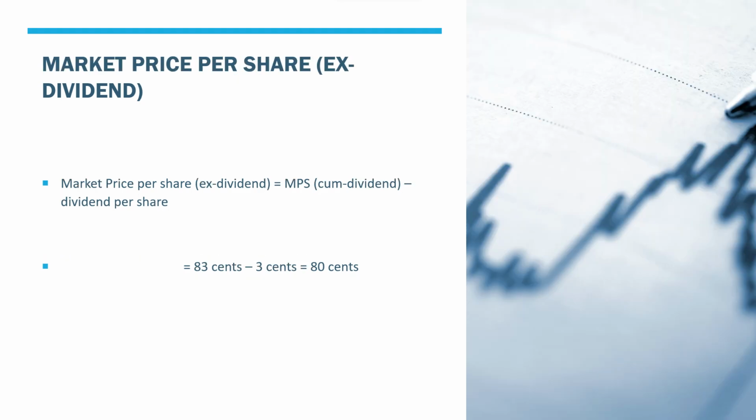Now we can calculate the market price per share ex dividend or excluding the dividend. Since in the question the market price cumulative of dividend is 83 cents, therefore after deducting the dividend of 3 cents per share from it, we will get market price ex dividend of 80 cents per share. In equation form, market price per share ex dividend is equal to market price per share cumulative dividend minus dividend per share. So once we put the values in this equation, this is 83 cents minus 3 cents is equal to 80 cents. That is a market price per share ex dividend.